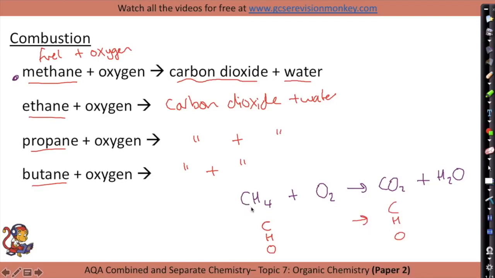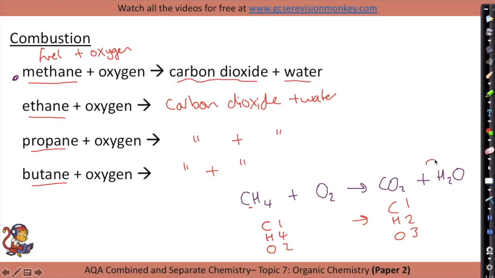On this side we've got just 1 carbon, 4 hydrogens and 2 oxygens, and on the other side 1 carbon, 3 oxygens and 2 hydrogens. So there's several things we need to balance. Let's start off by trying to balance the hydrogens.